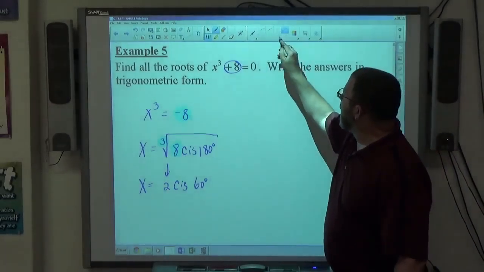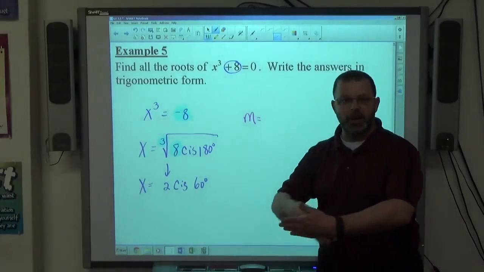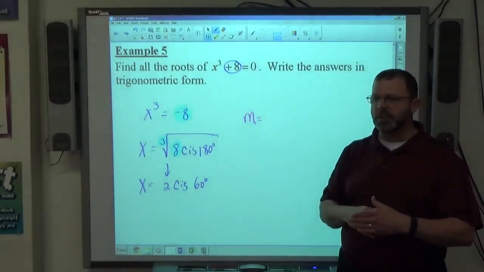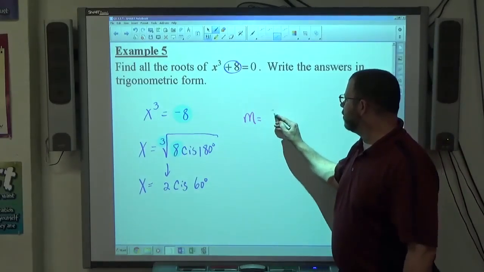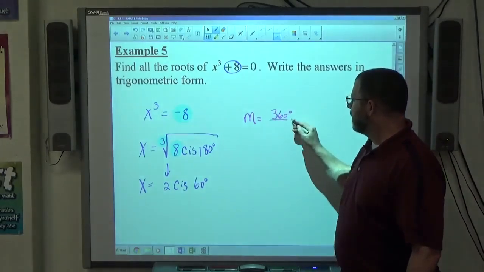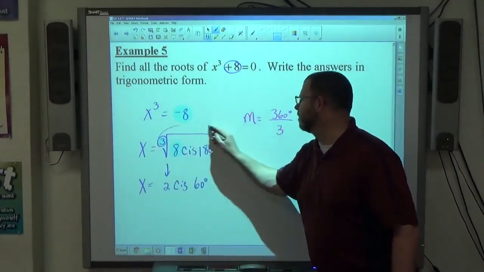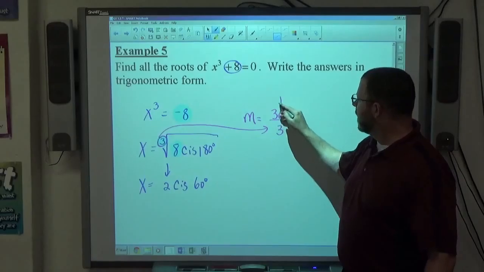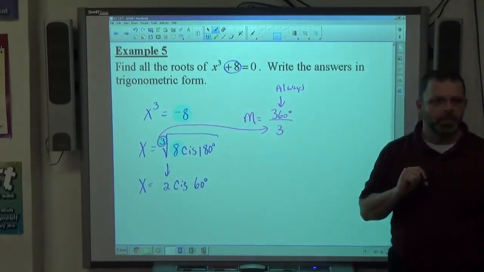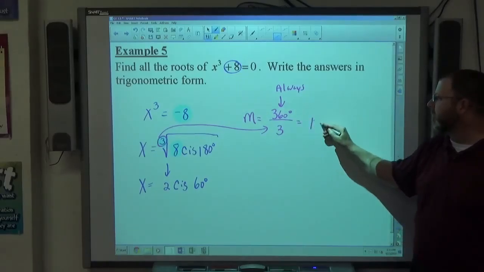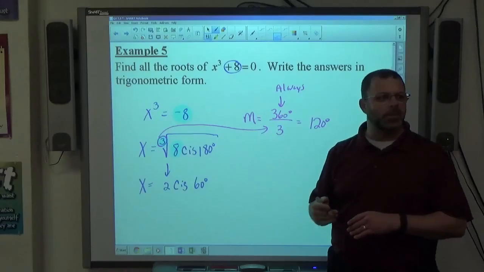And then we need to find our magic number. Every single problem where you're trying to find all the answers, you find your magic number, the number you're going to add to your angle, by taking 360 degrees divided by whatever the root is. So again, the root's 3, that's where the 3 comes from, and the 360 is always 360. So 360 divided by 3 is 120 degrees. That's how much I need to increase my angle each time to get each successive answer.